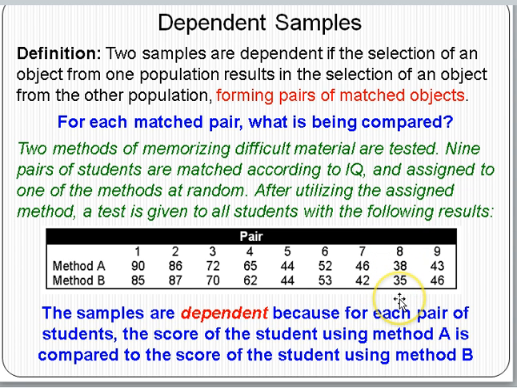In other words, there might be some patterns of memorizing that are inherent in the natural intelligence of students. After utilizing the assigned method, a test is given to all students, and the following results are obtained, in the table. These samples are dependent because for each pair of students, the test score of the method A student is compared with the test score of the method B student.